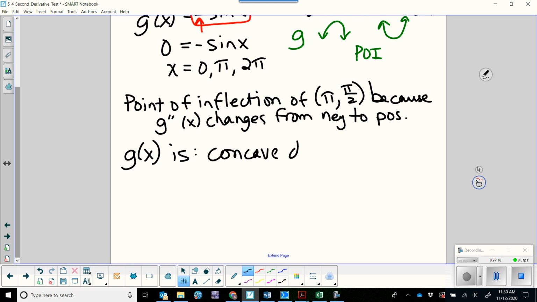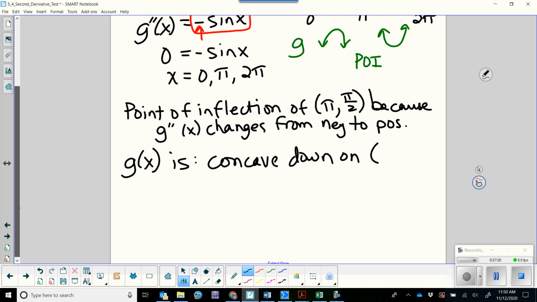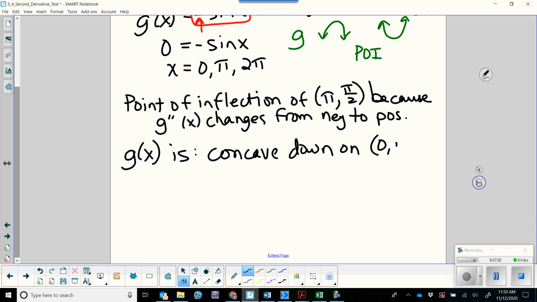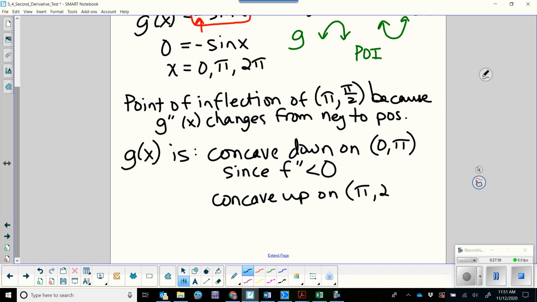concave down on the interval from, let's go back and look, and it was 0 to pi there. 0 to pi, remember not including the ends because they said open intervals. And then our reason for that is since, or because, g double prime is less than 0. That's what tells us concave down. And then concave up on pi to 2 pi.